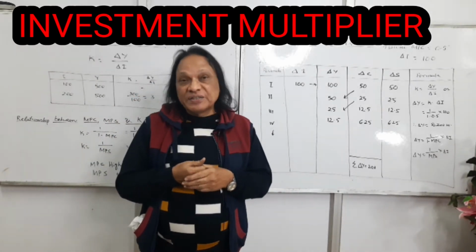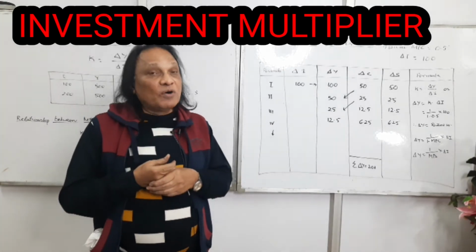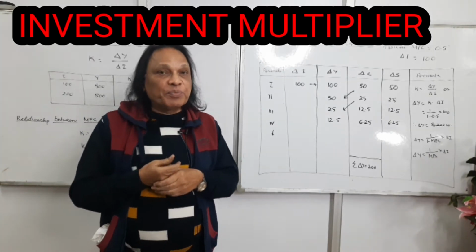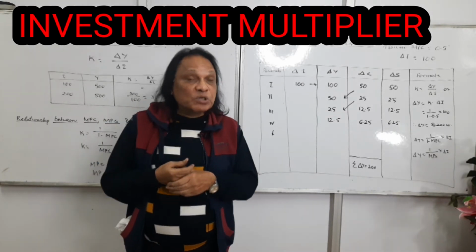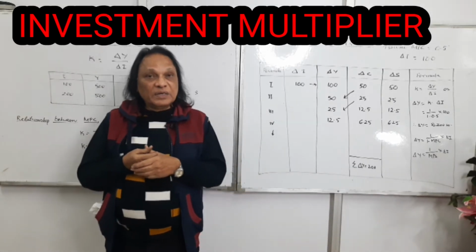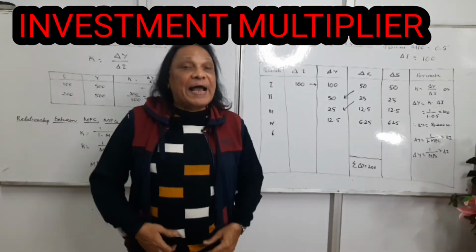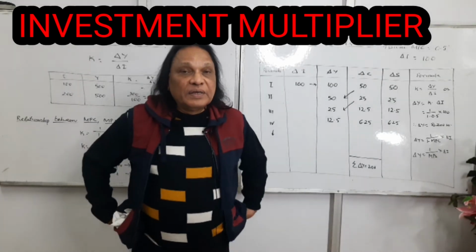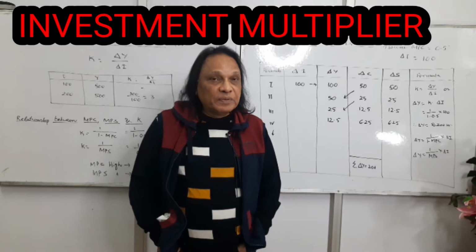Today we're discussing another very interesting concept in Keynesian economics of determination of income and employment level. This concept is called the investment multiplier. We denote it as K. What exactly is the investment multiplier?